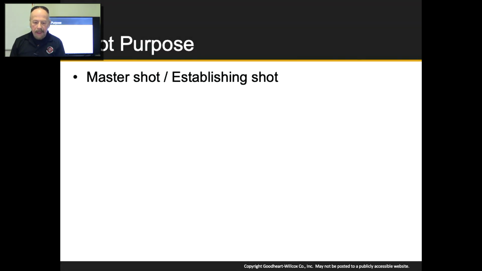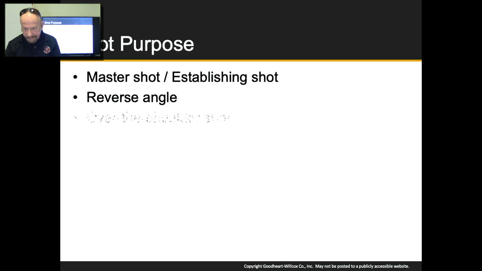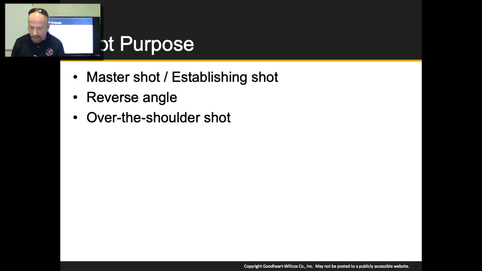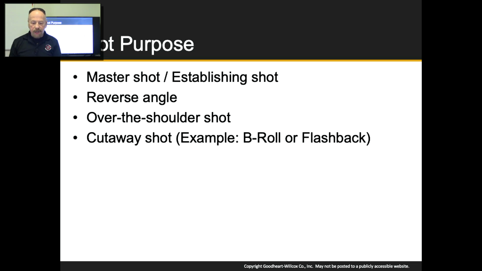Okay, let's roll. Shot purpose. Master shot or establishing shots. A reverse angle. These are all different types of angles when we talk about shot purpose. An over-the-shoulder shot. A cutaway shot would be an intentional shot that you're going to use as B-roll, which just helps tell the story.